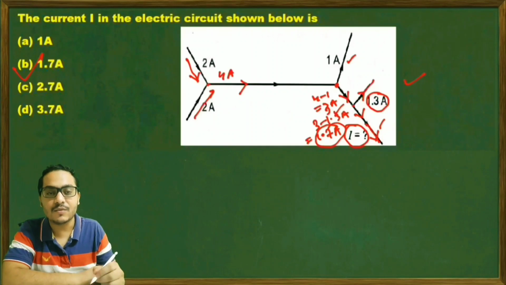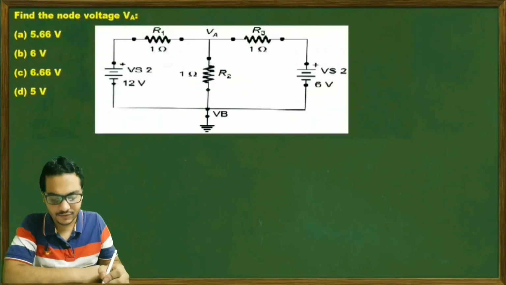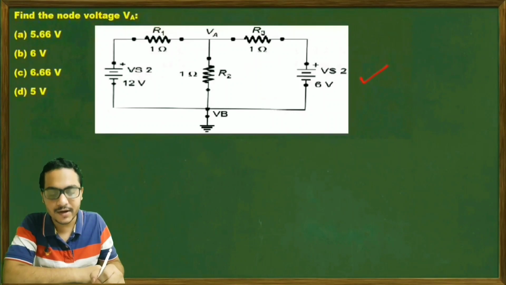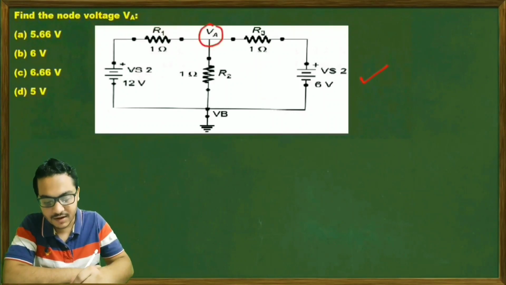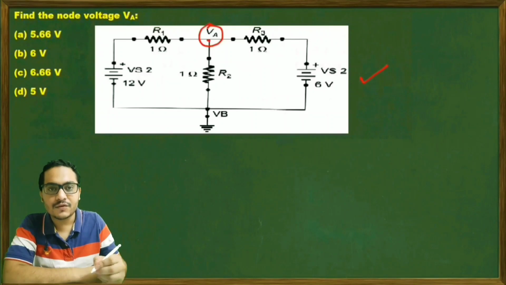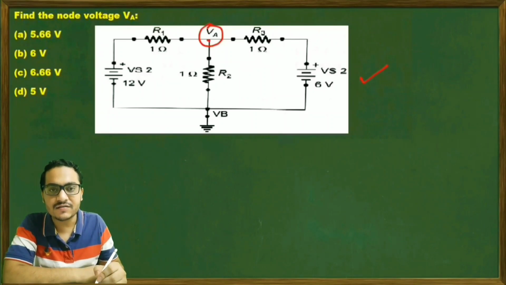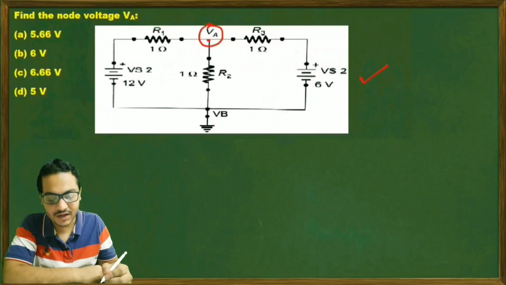Now let's move on to the next question. In this question there is a network given and we need to find the voltage VA at this node. In order to answer this question, you need to understand what is nodal analysis and what is mesh analysis. Now let's discuss what is nodal analysis.